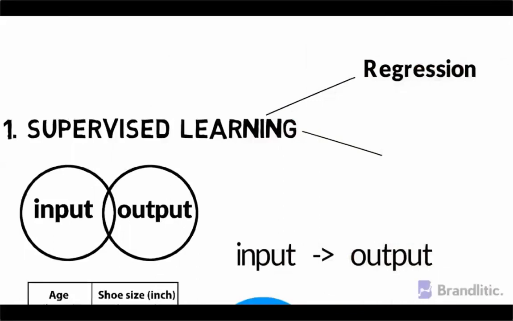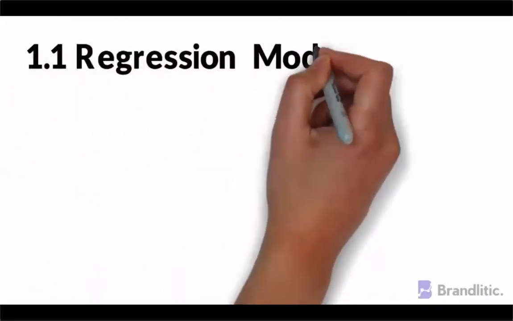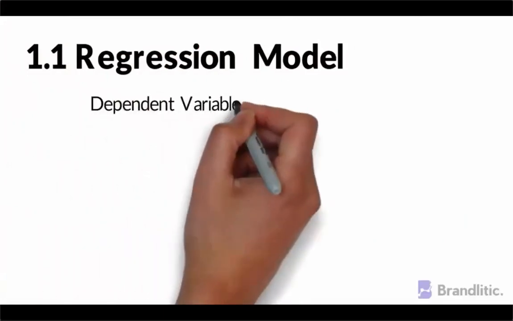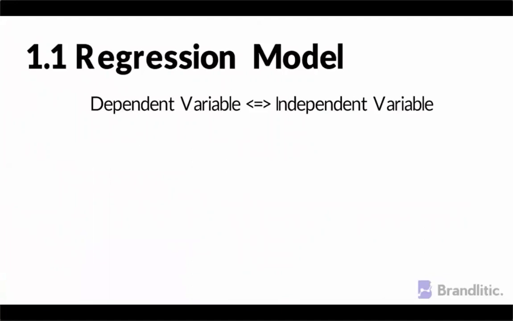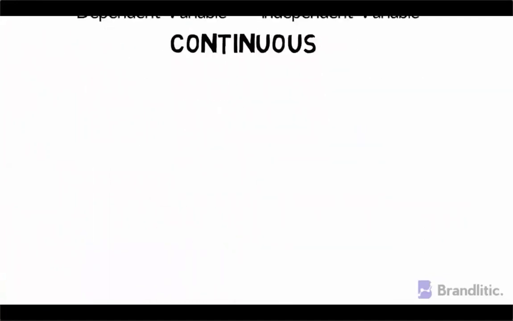Further, with supervised learning, there are two subcategories, regression and classification. In regression models, we find a target value based on independent predictors. That means you can use this to find a relationship between a dependent variable and an independent variable. In regression models, the output is continuous.